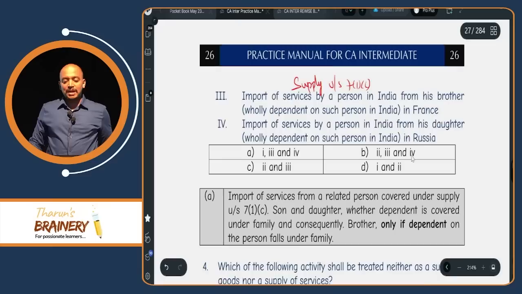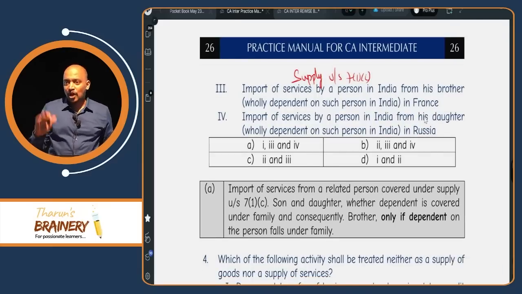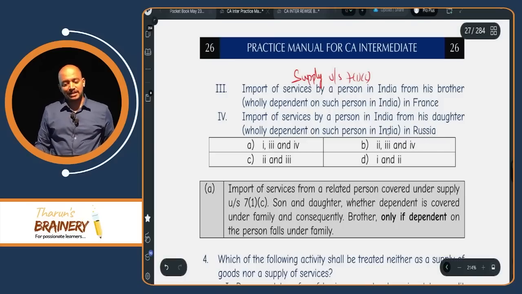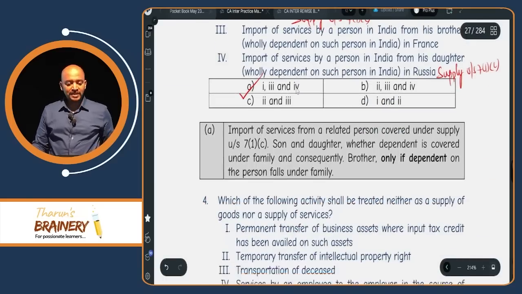Then import of service by a person in India from his daughter. Daughter dependent or not, because son, daughter and spouse, whether or not dependent, are always treated as related, so it is supply under 7(1)(c). So which are the activities treated as supply under 7(1)(c)? 1, 3 and 4. So option A.